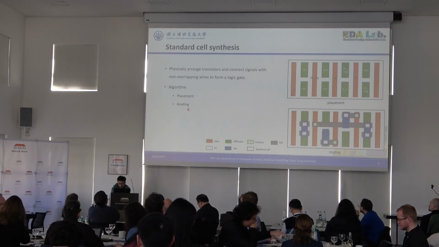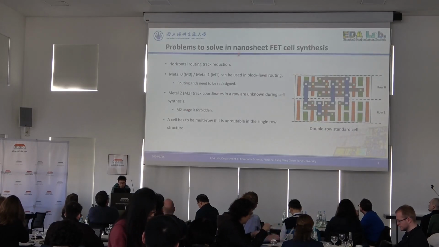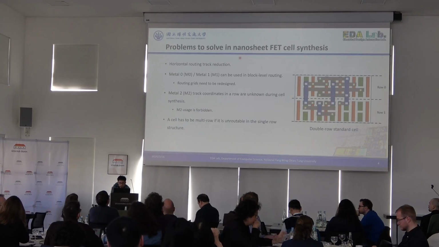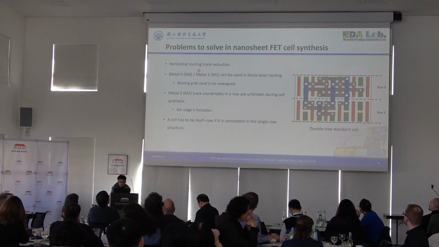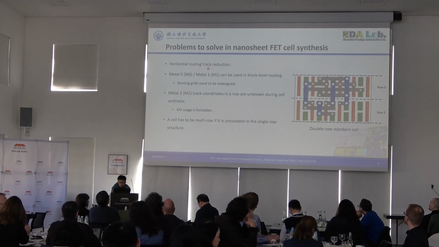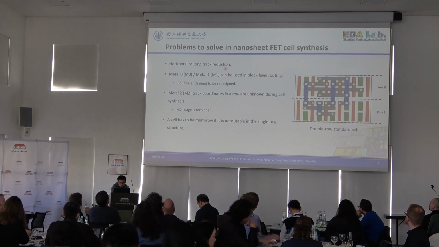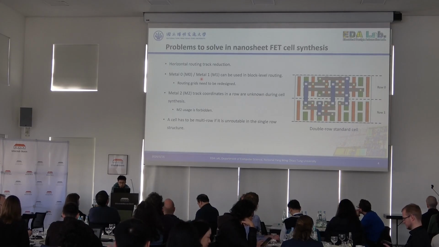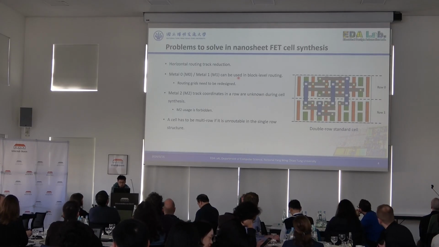In this page, I will introduce problems to solve in Neo-Schifate cell synthesis. In Neo-Schifate, horizontal routing track reduces, which limits the routing resources. M0 and M1 layer can be used in block level routing. Therefore, the routing grid needs to be redesigned.